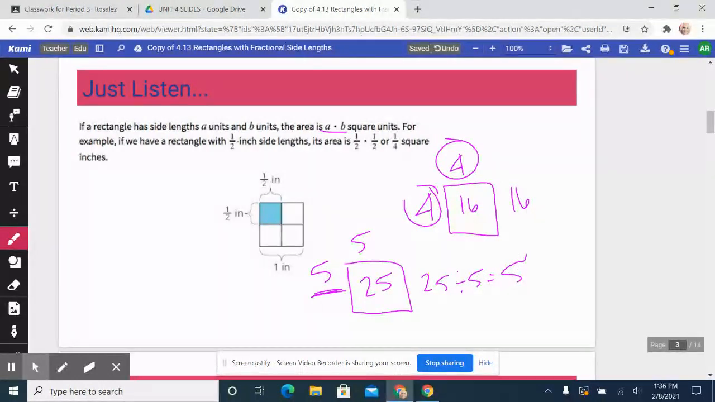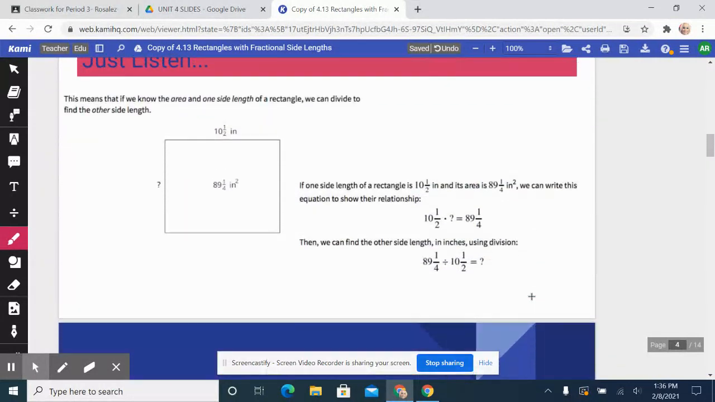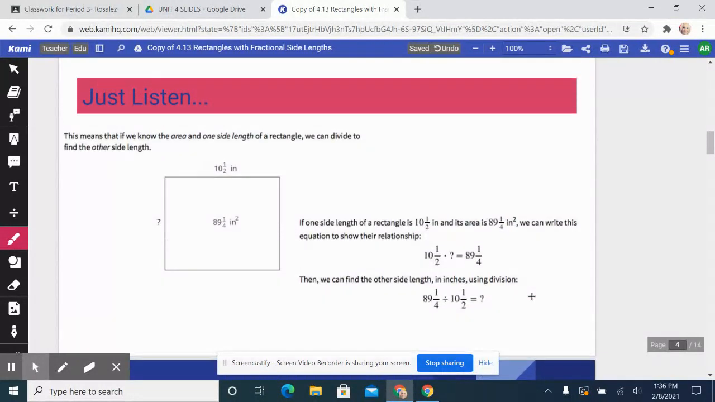That missing length. And that's what we're going to be doing today, but we're going to be dealing with mixed numbers. So we're still dividing mixed numbers. That's still the goal. That's what you need to take from me today. This means that if we know the area and one side length of a rectangle, we can divide to find the other.